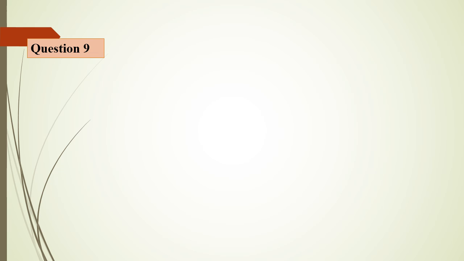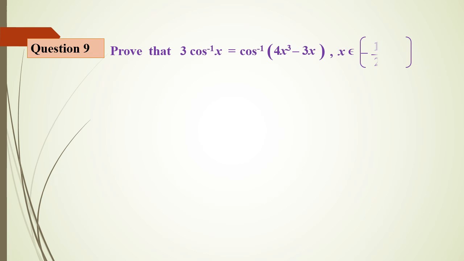With the continuation of the further sums, in question number 9, we'll see to prove that 3 cos inverse x equal to cos inverse of 4x cube minus 3x. Okay. See, considering right hand side term and simplifying will be much easier than getting the left hand side result. Because after looking the term 4x cube minus 3x, if you substitute in the place of x one suitable trigonometric function, that is cos theta, so 4 cos cube theta minus 3 cos theta, it will become the expansion of cos 3 theta.